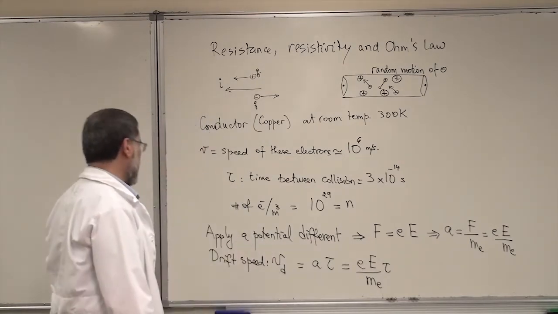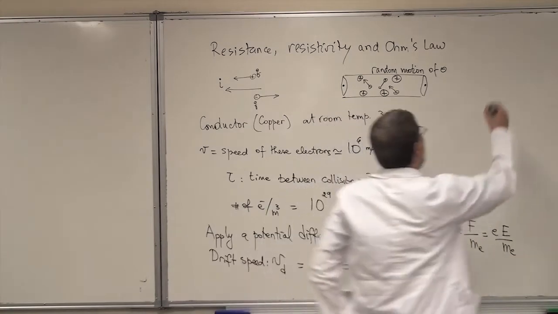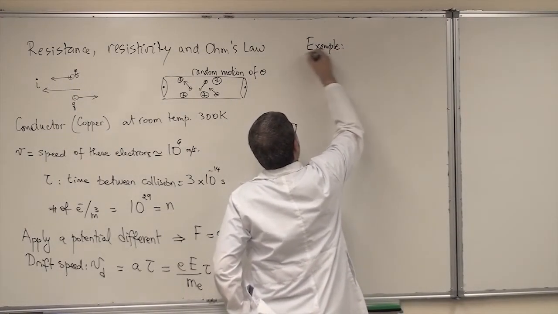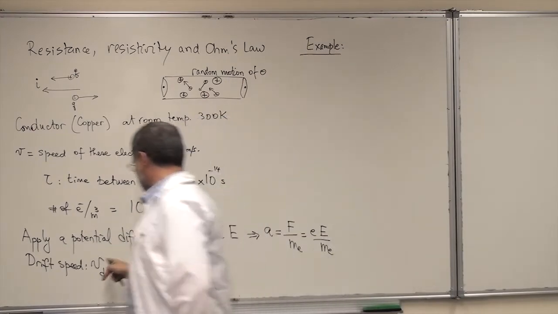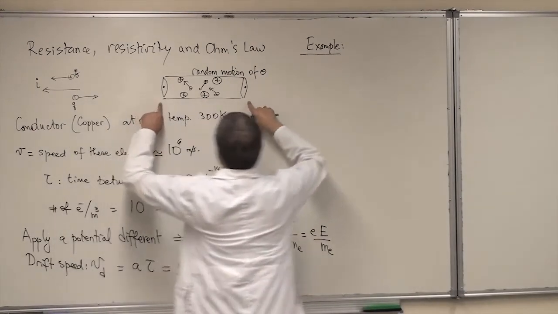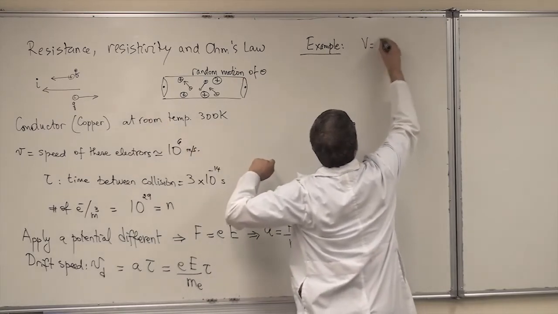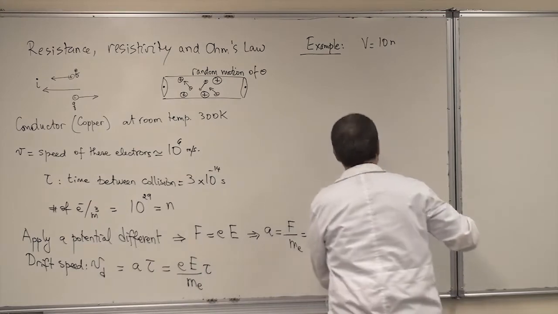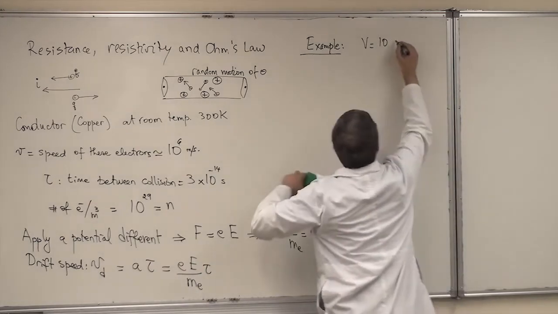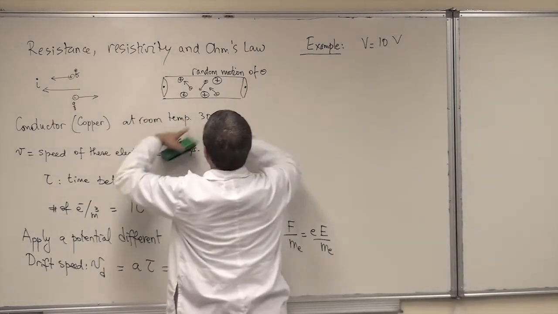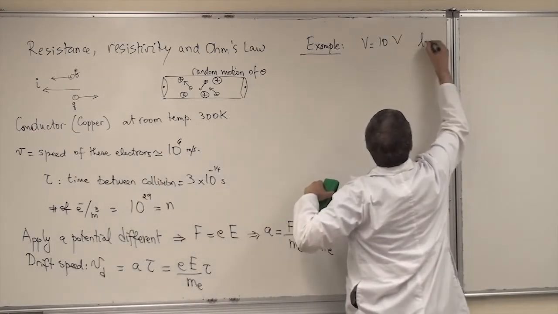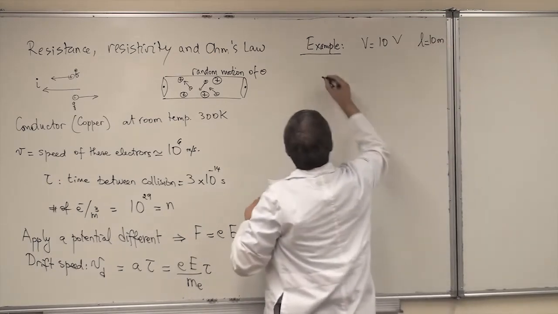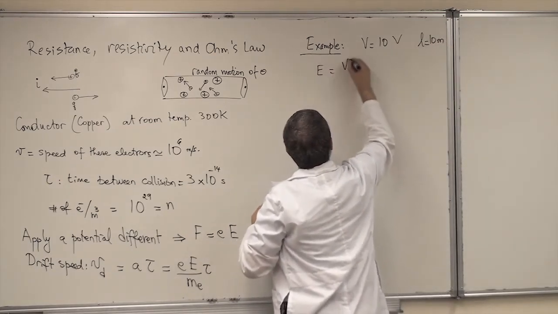Now, let's take an example just to see how much that speed is, which is called the drift speed, okay? Let's take V equal 10 volts. That's the potential difference between the terminals. We are connecting this to a battery with 10 volts. Let's take the length of this wire to be 10 meters, just as an example, so we can find the electric field, which is V over L, okay?